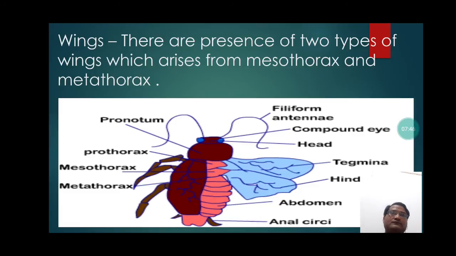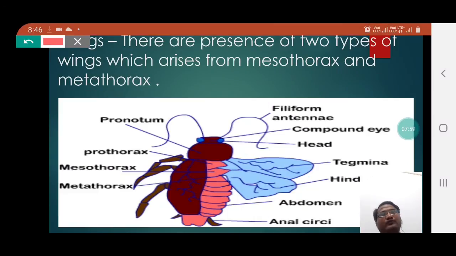Wings. There are two types of wings which arise from mesothorax and metathorax. Wings are also one of the important parts of the cockroach, where there are two types of wings present in cockroach, and which generally arise from the mesothorax and the metathorax.